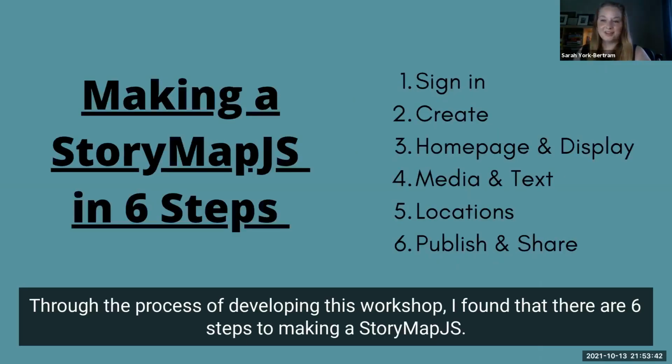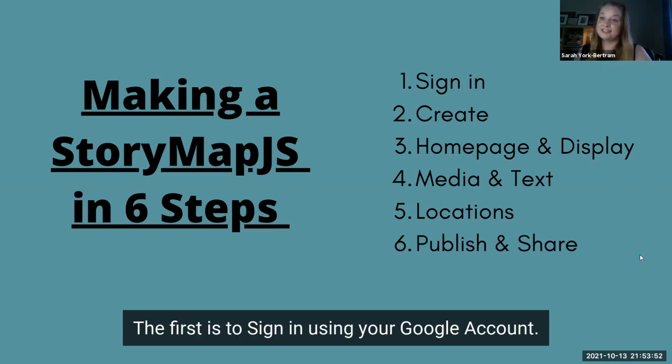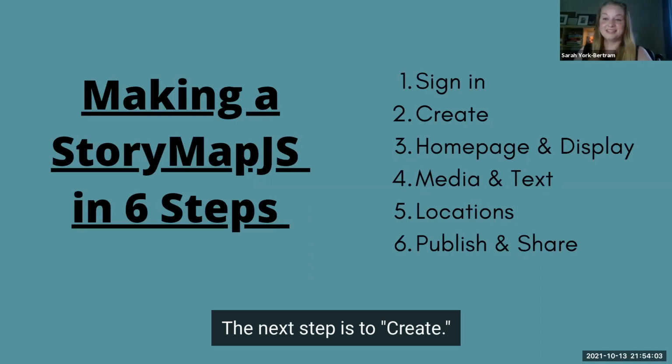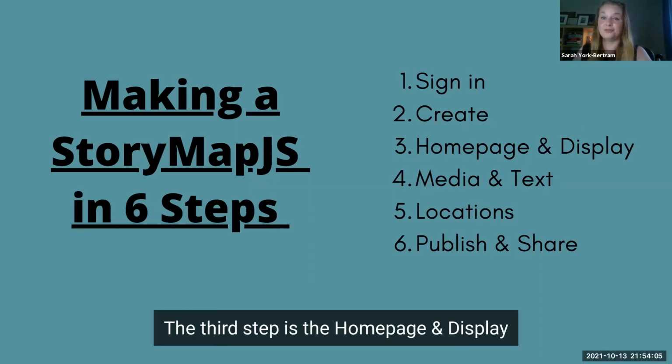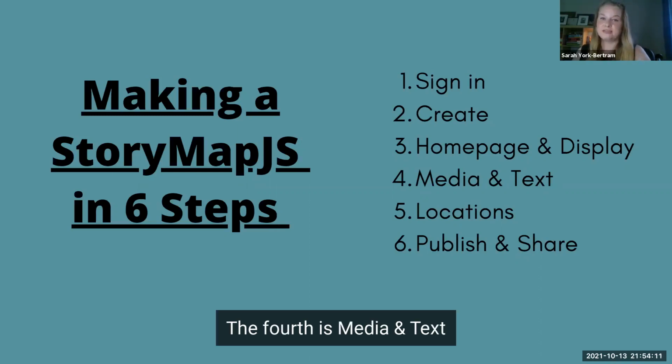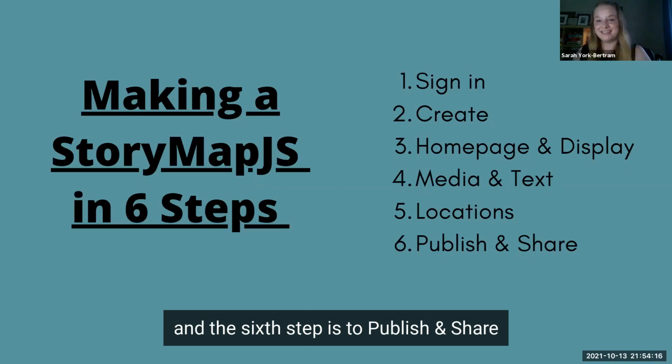Through the process of developing this workshop, I found that there are about 6 steps to developing a StoryMapJS. The first is simply to sign in to your Google accounts through the StoryMap page, which we'll show soon in the next slide. The next is to create. The third step is the homepage and display. The fourth is media and text. The fifth is locations. And the sixth step is publish and share.